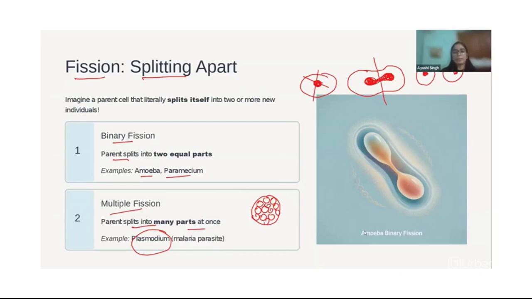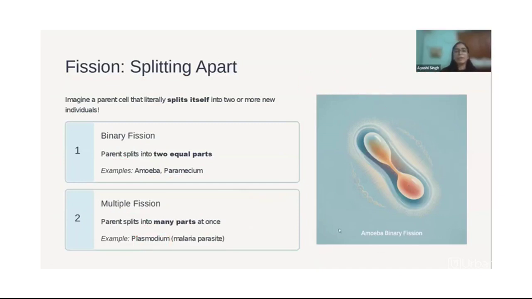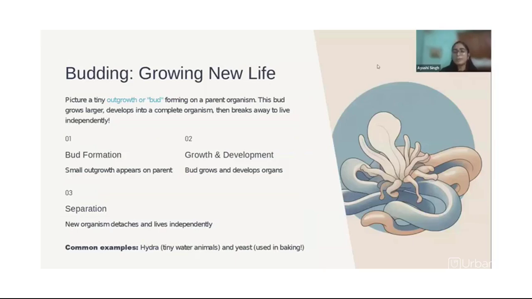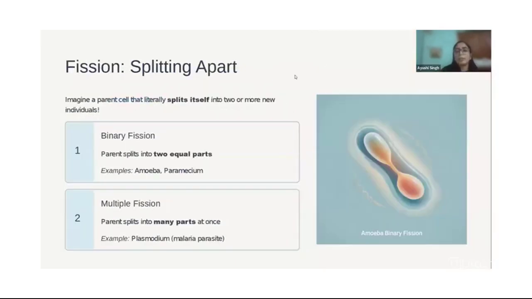So here you can see the image, right? Amoeba binary fission. Okay, now that was not particularly amoeba, because if we go back, let me just tell you one thing here. Amoeba has an irregular structure. So keep that in mind. Amoeba has an irregular structure.